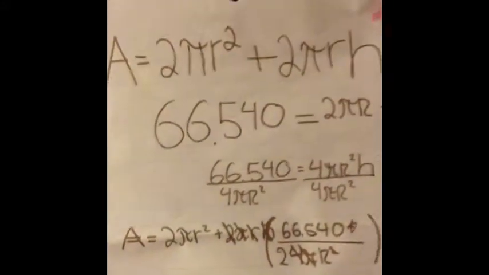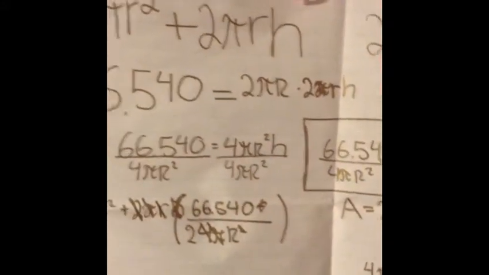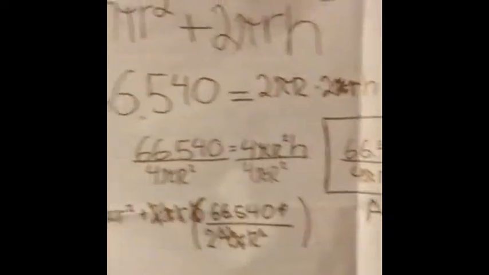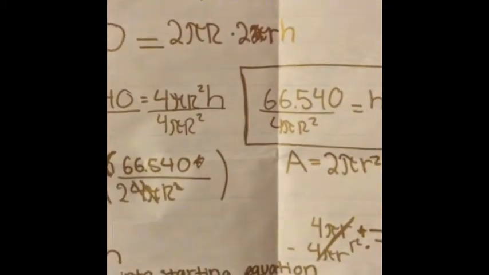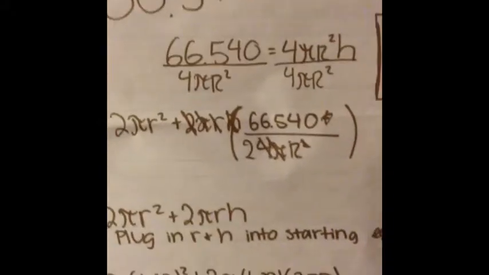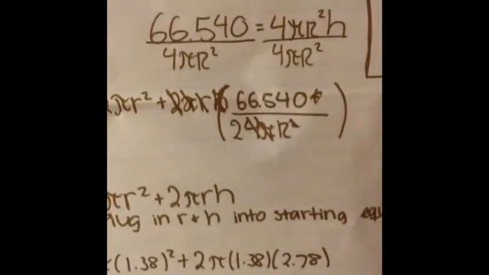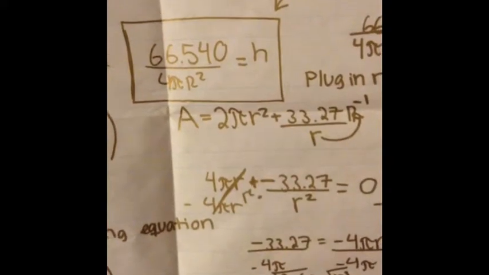So the first thing you want to do is find the height equation. So you want to get h by itself. So you're going to set up 66.540 equals 2 pi r times 2r h. So your first step is to divide by 4 pi r squared, and you got 4 pi r squared from the 2 pi r times 2r, and that's going to leave you with 66.540 over 4 pi r squared equals h, which is your height equation. Now what do you want to do? You want to get r by itself.